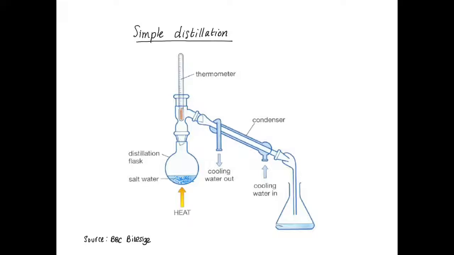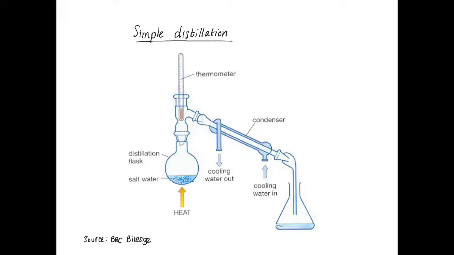So this is a standard setup in which we have a round bottom flask, we have a condenser, we have a thermometer, and we have some kind of conical flask or beaker that we're going to use to collect the pure water that we're going to get.